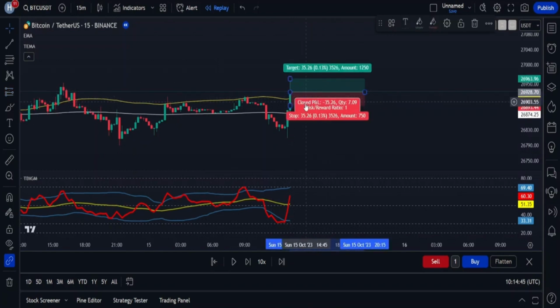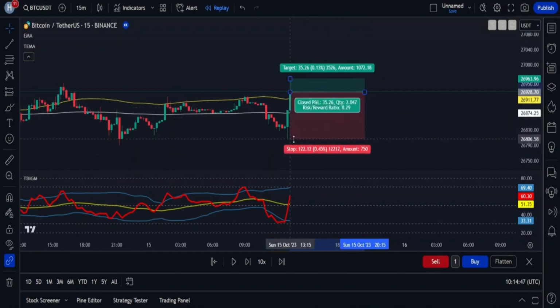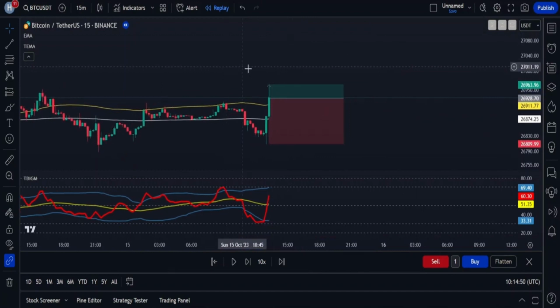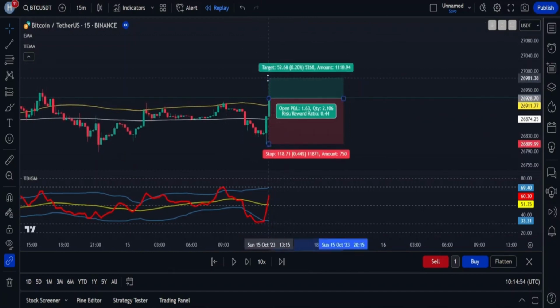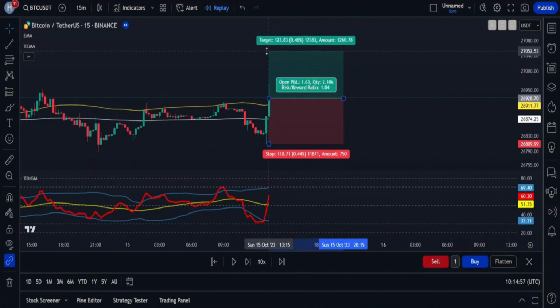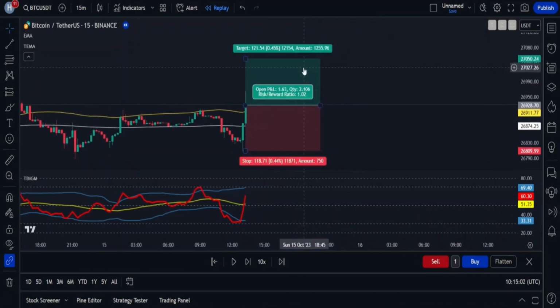Now let's see how trading happens. As you can see, the first take profit target has been achieved, which means that we can now move our take profit and aim for a risk-reward ratio of 2. After that, we will also move the stop loss to breakeven to avoid losses. Now let's look at another example of a buy trade.